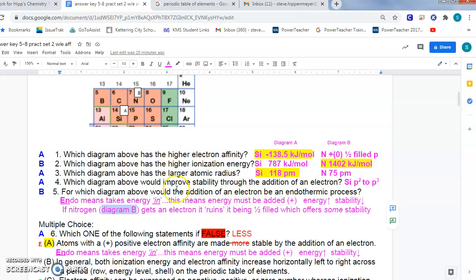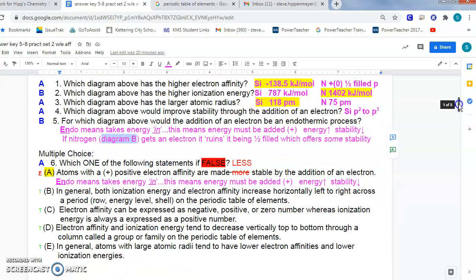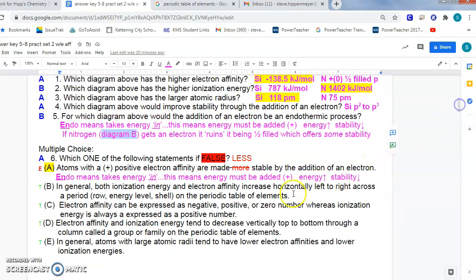All right, that's the first 5 questions. We're going to stop the video here. Well, actually, we might have time to go on to number 6 and finish this page off. Let's do it. Which one of these following statements is false?